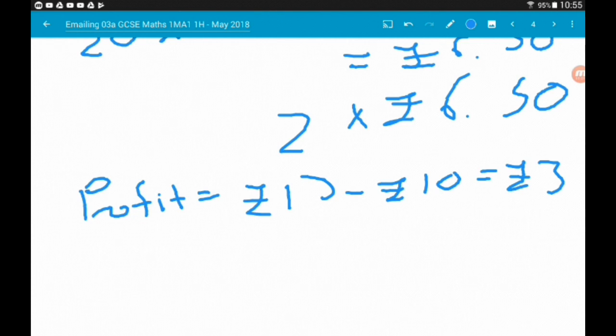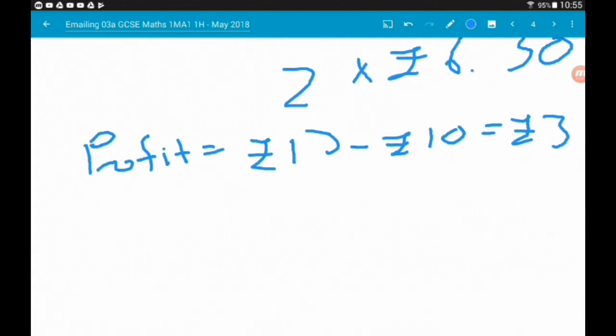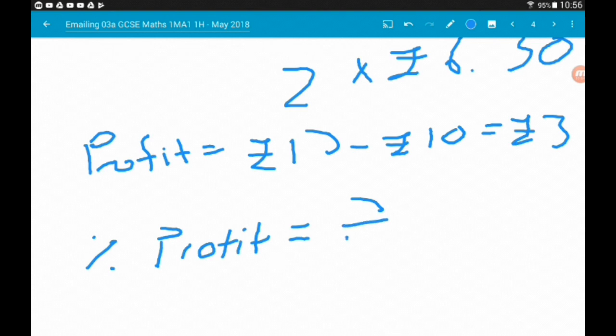Now, percentage profit is, well, we want to know what percentage this £3 is of the total amount she had to spend. So we do 3 divided by 10 times 100, and that gives us 30%.